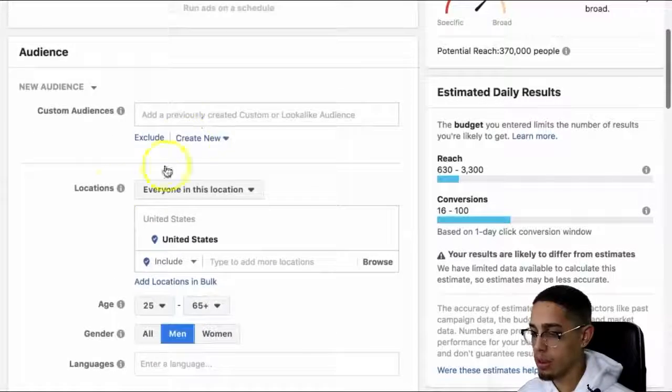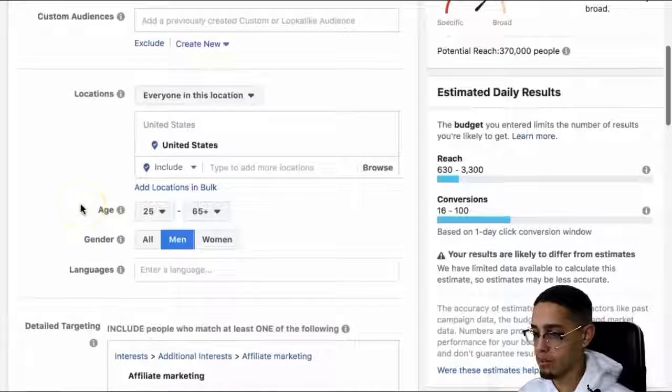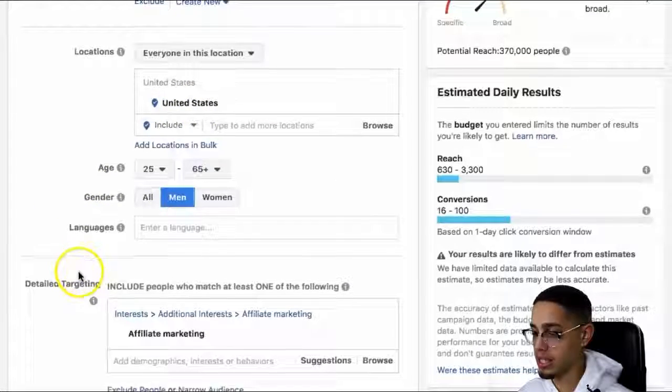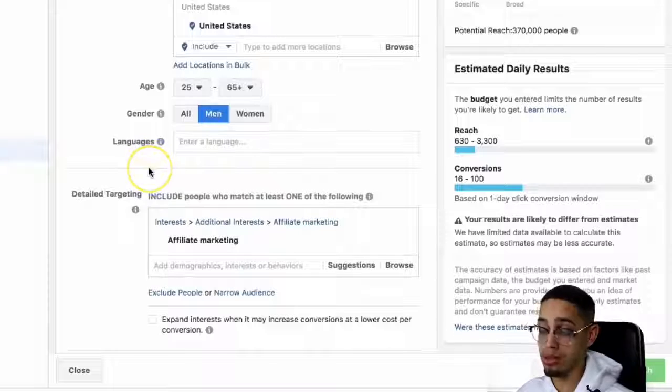Basically, who I'm looking to reach is everybody in the United States. The age is 25 to 65. I'm doing men because my brand is more congruent with men.